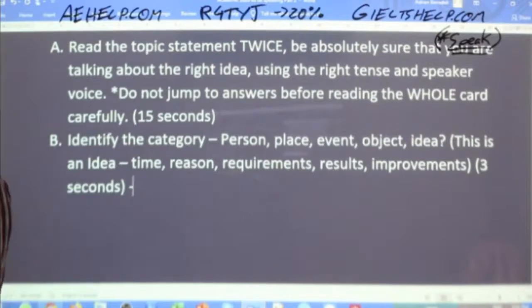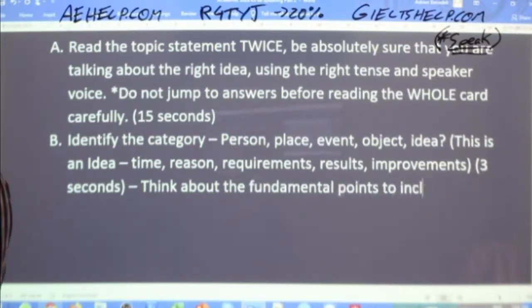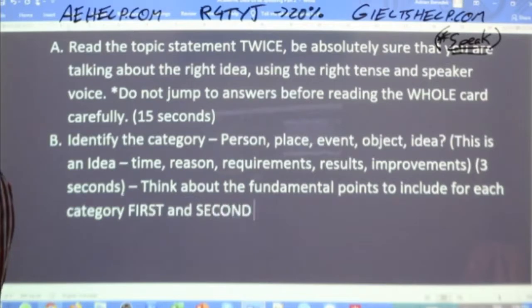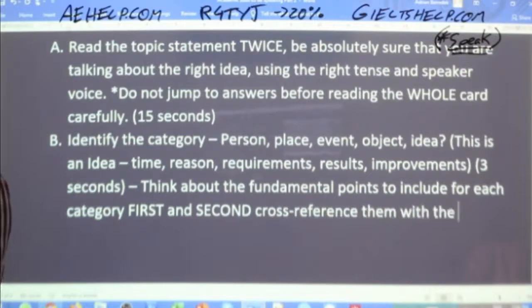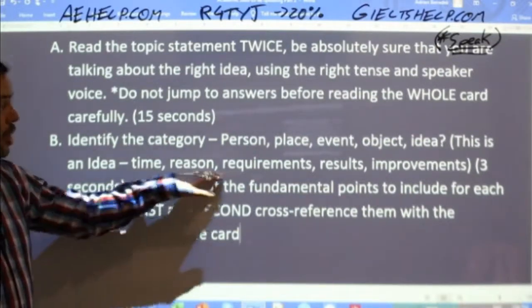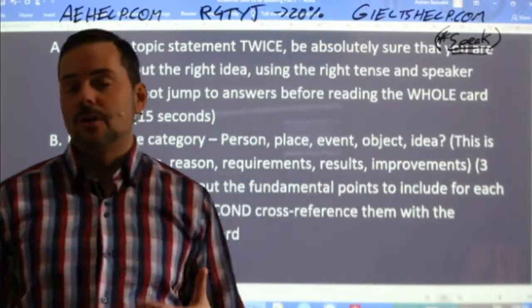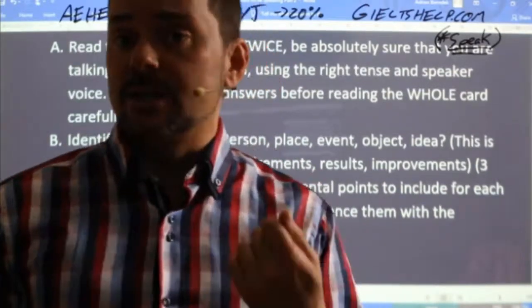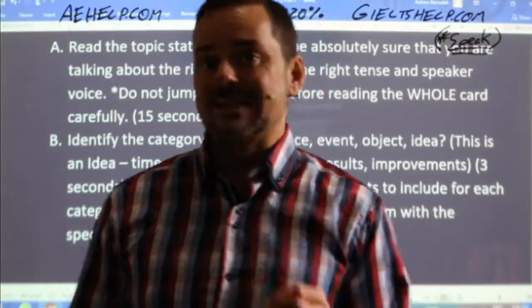So think about the fundamental points to include for each category first, and second, cross-reference them with the specific points on the card, okay? Chances are that if you include all of this information, you'll cover every point on the card, but you do want to pay close attention to the card to make sure that you don't miss any points on the card.